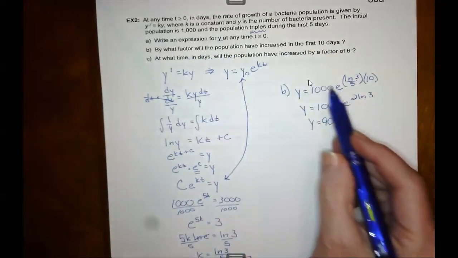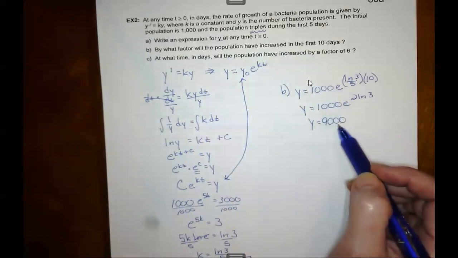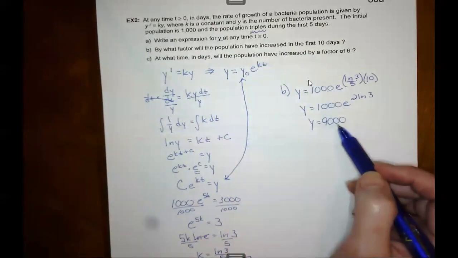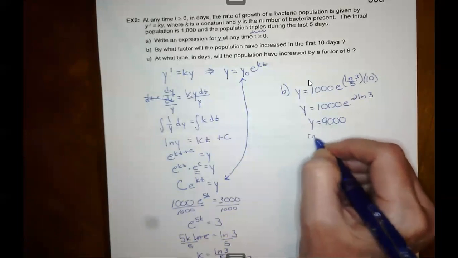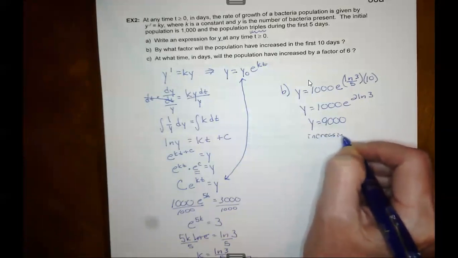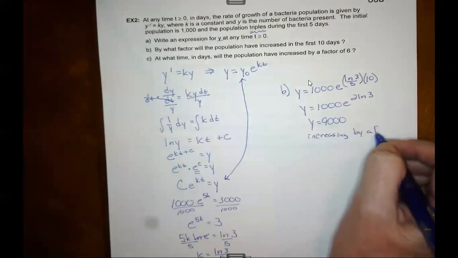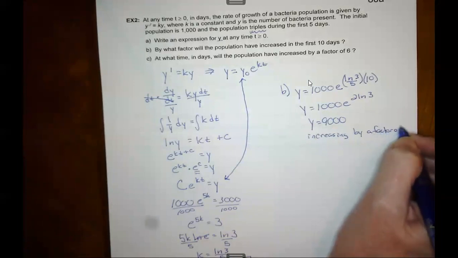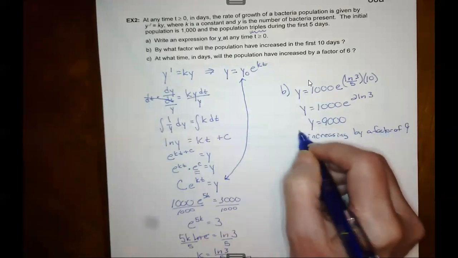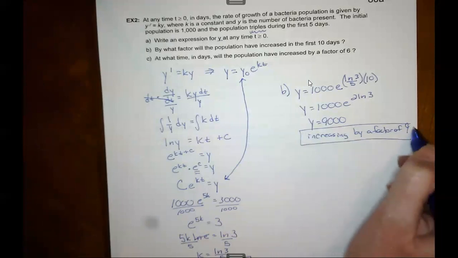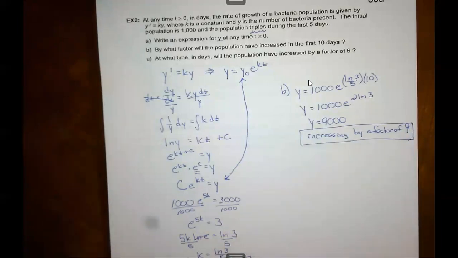So it says, by what factor will the population have increased? If it goes from 1,000 to 9,000, initially it's 1,000, now it's 9,000, then it's increasing by a factor of 9. Increasing by a factor of 9. All right, then part C.